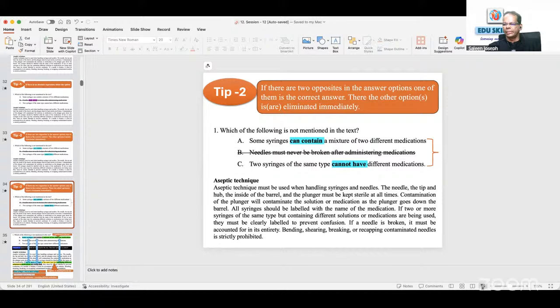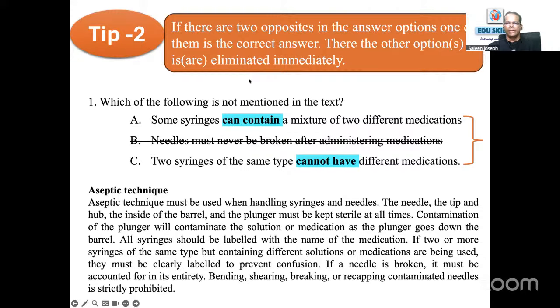Now let me check. My screen works properly. Okay.